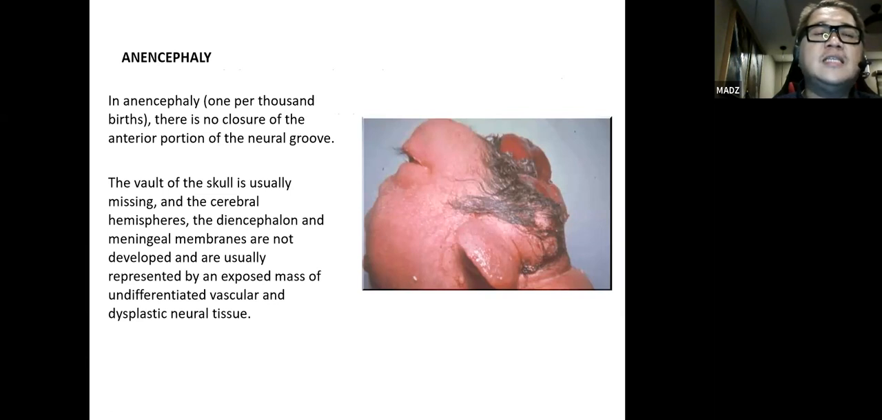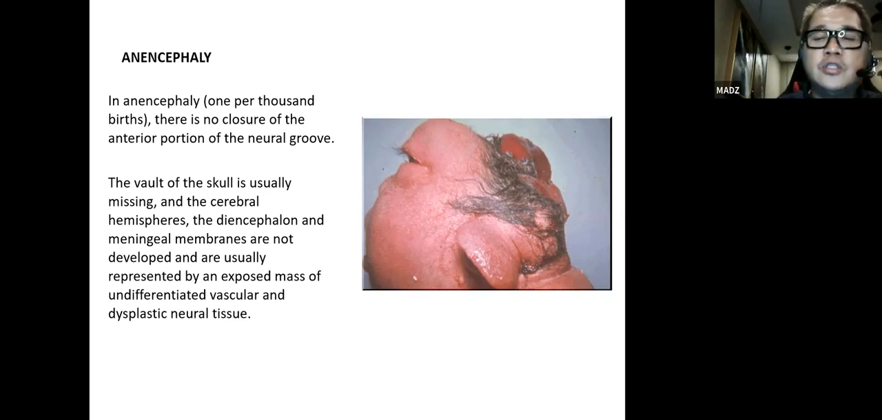So what are the common congenital anomalies? First is anencephaly. In anencephaly, which occurs in 1 per 1,000 births, there is no closure of the anterior portion of the neural tube or the neural groove. You can still remember that during development, the neural tube closes from the middle, and then it goes anteriorly and posteriorly. So if there's no closure of the anterior portion of the neural groove, then you'll develop anencephaly.